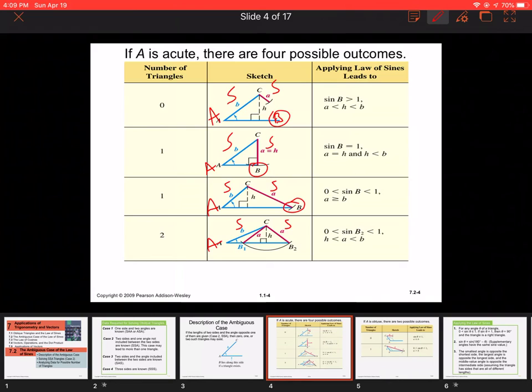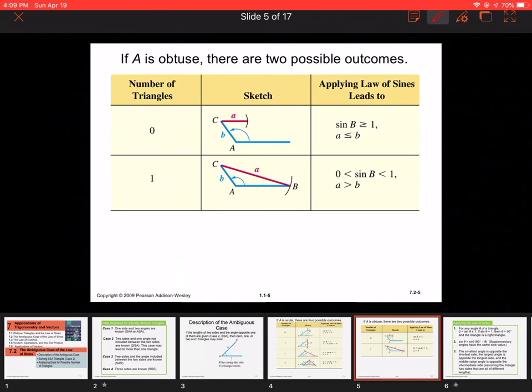So those are the cases when the given angle in ASS is acute. Let's look at the two scenarios when angle A is obtuse. In this case, your original angle is obtuse, and fortunately the length of A is less than the length of B. And let me show you, there's the angle-side-side pattern.